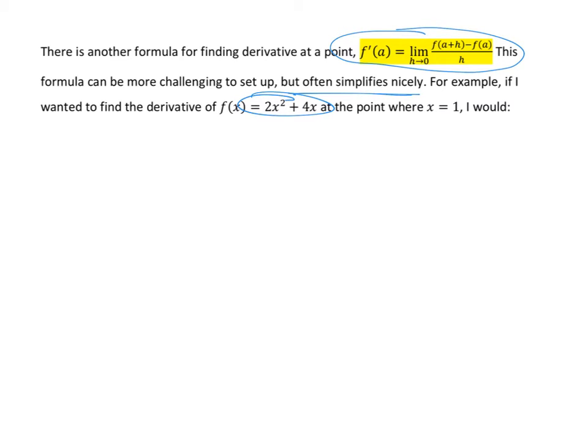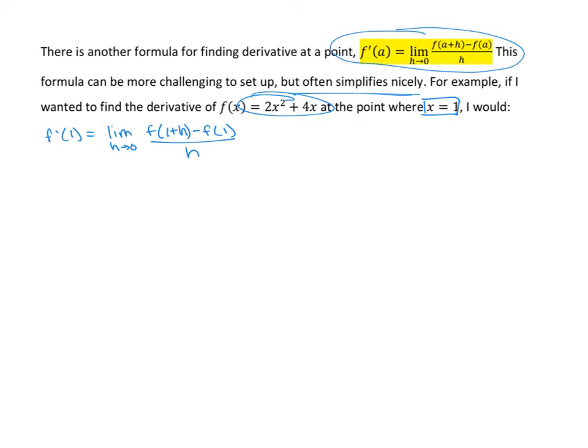So it's a similar idea with when we're given this value for x equals 1, we actually plug that in for a for the same reasons as before. A is the point that I'm focused on. So this is the point that I care about. So if I start by plugging 1 in for a, I have the limit as h goes to 0, f of 1 plus h minus f of 1 all over h.